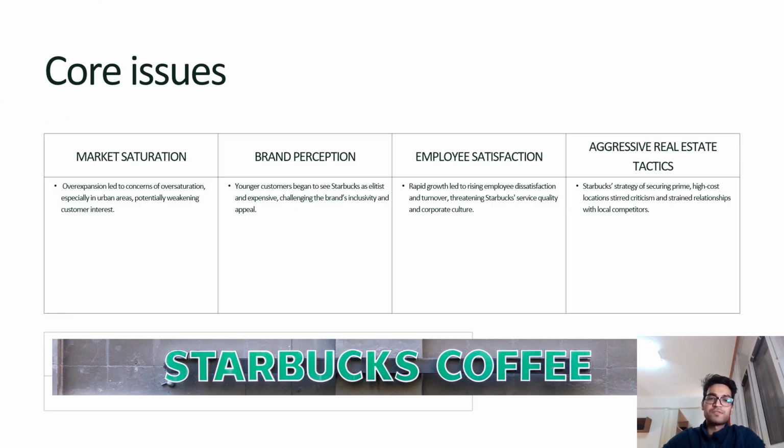As for the case study of Starbucks, there are some core issues that we have to focus on. First one is market saturation. Starbucks' aggressive expansion led to market saturation in many urban areas, risking customer fatigue and reduced sales per store. Second one is brand perception. While Starbucks aims to create a third place for social interaction, younger customers begin to view the brand as pretentious and overpriced, impacting its appeal.